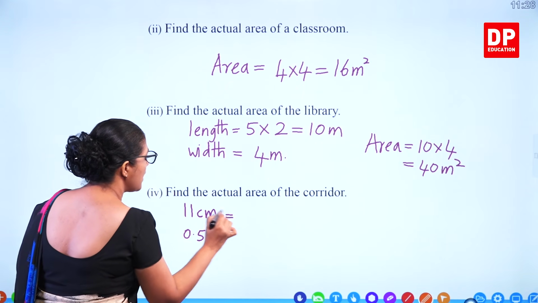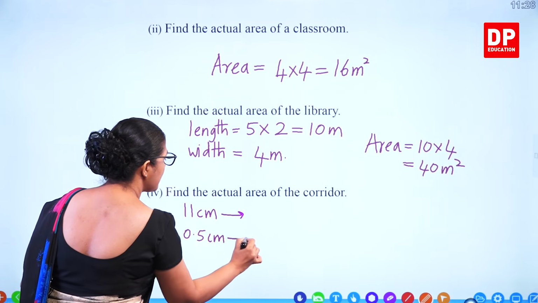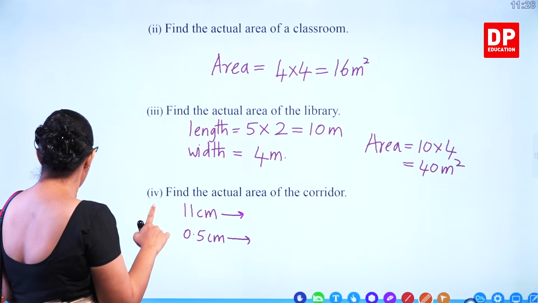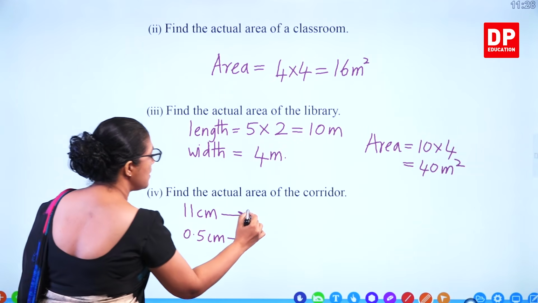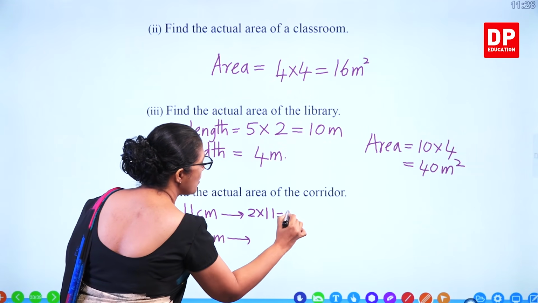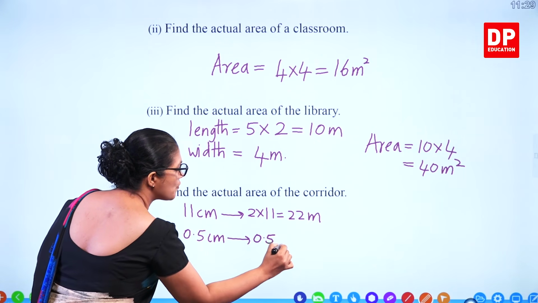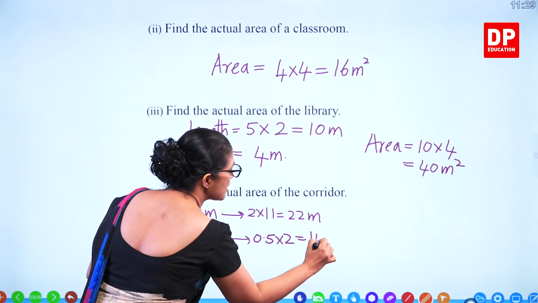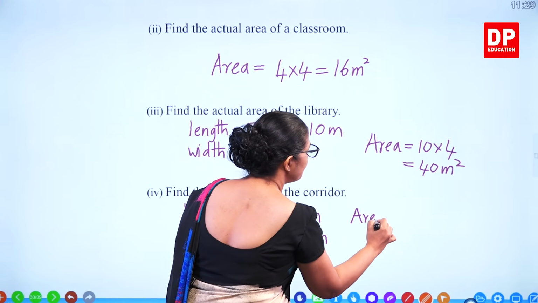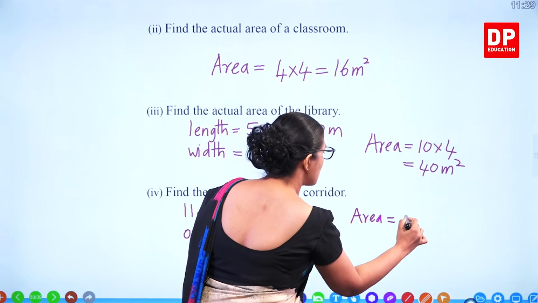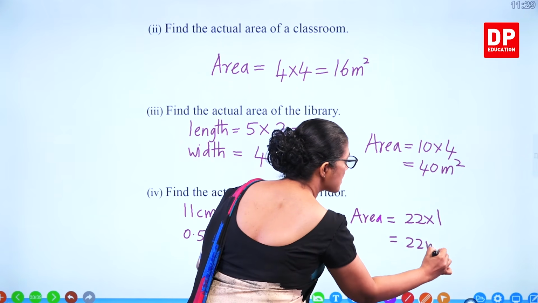Now we'll find out the actual length. 1 centimeter means 2 meters. So 11 means 2 into 11, that's 22 meters. 0.5 times 2, that's 1 meter. So area of the corridor, 22 times 1, 22 square meters.